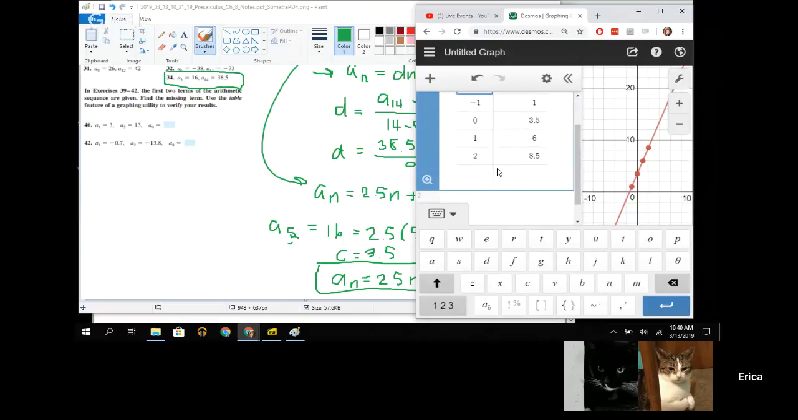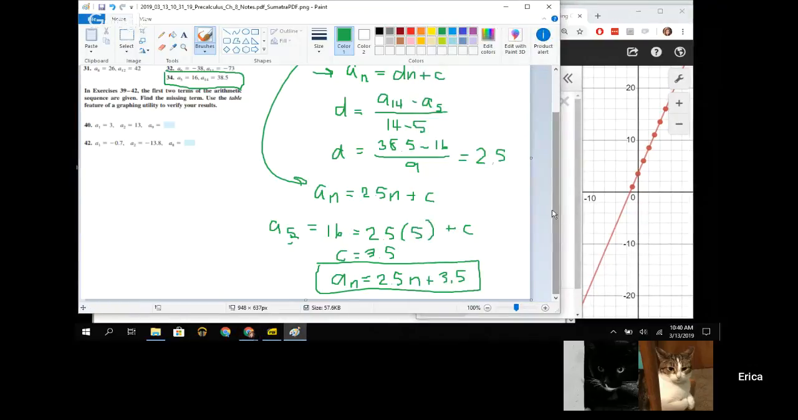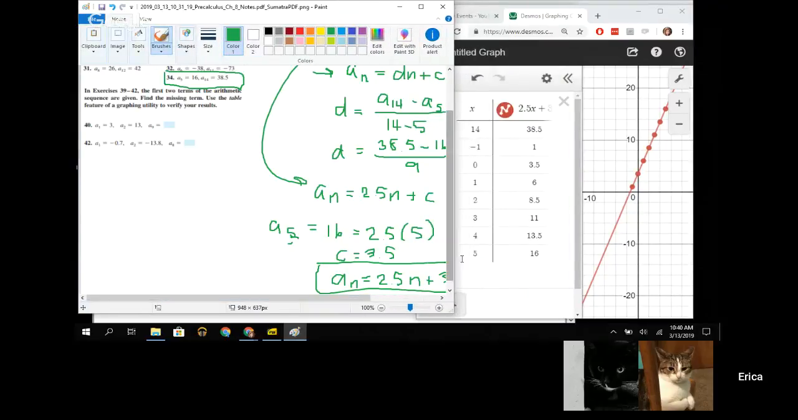So now I want to find the first 5 terms. Okay, so you're not going to actually start at a sub 0. You're going to start at a sub 1. So the first 5 terms would be 6, 8.5, 11, 13.5, and 16, if I typed right. Okay, so if I was going to write these down, I would just write them in this order, right? The first 5 terms of my sequence are 6, 8.5, 11, 13.5, and 16.